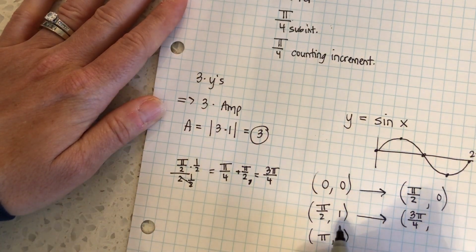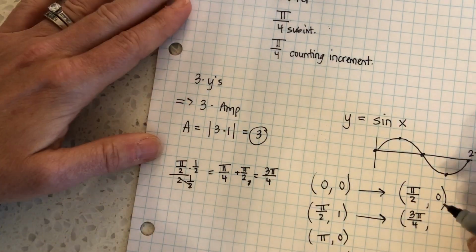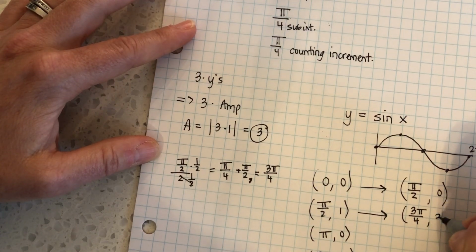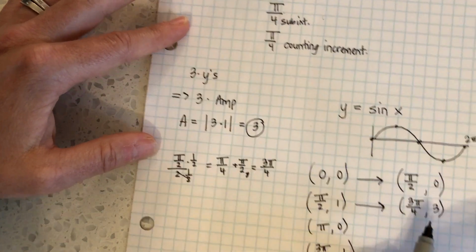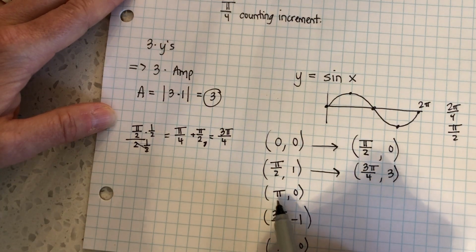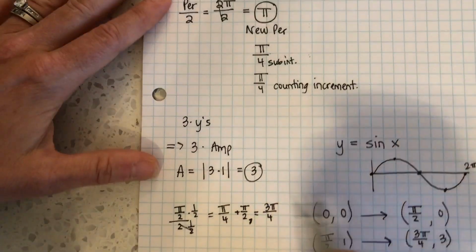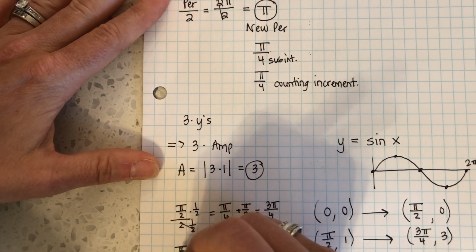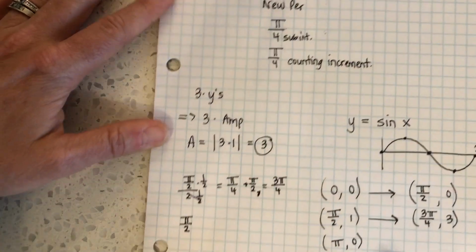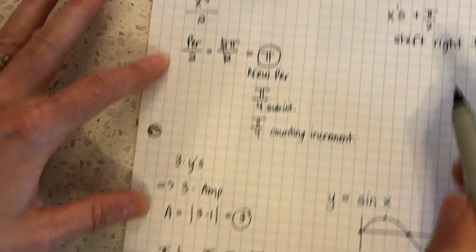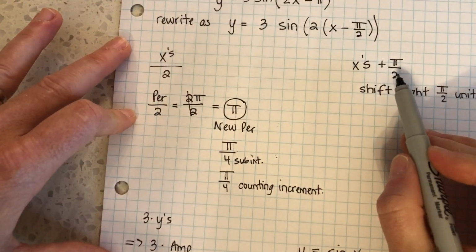All right, now we take our y and we times it by 3. So 1 times 3 is 3. So that's a new point on the transformed graph. All right, here we go, pi. We're going to take our x value. First, we're going to divide it by 2. So we're going to take pi, divide it by 2, which is now pi over 2. And then we're going to add pi over 2 to him.